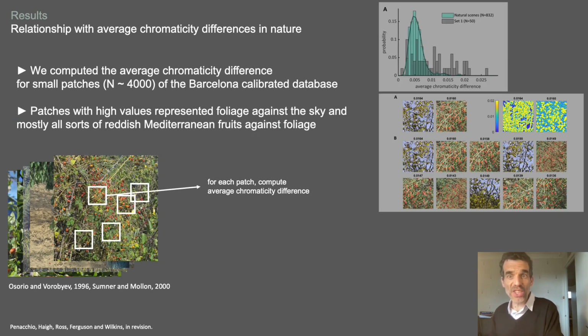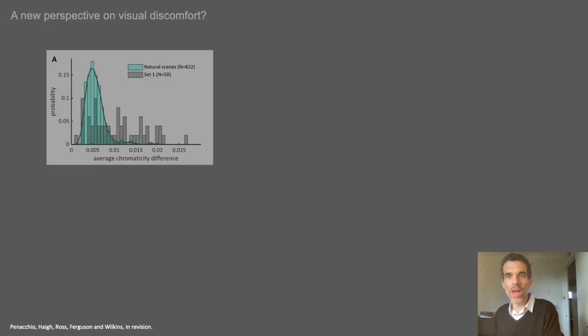To better understand the extreme values of chromaticity differences for natural images, we computed the metric for smaller random samples of the calibrated images. We found that the samples with the highest value for the metric represented images of ripe fruits against a foliage. That is to say, stimuli thought to have played a central role in the evolution of primate trichromacy. So this study may provide a new perspective on how to understand visual discomfort.